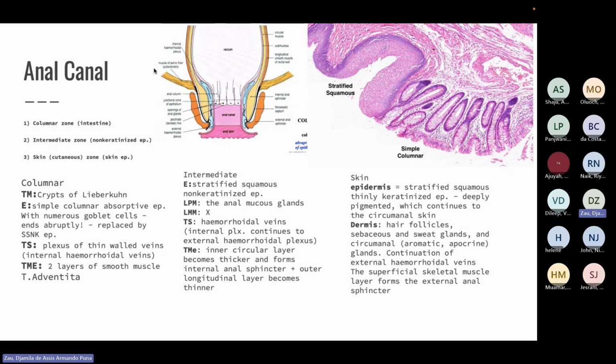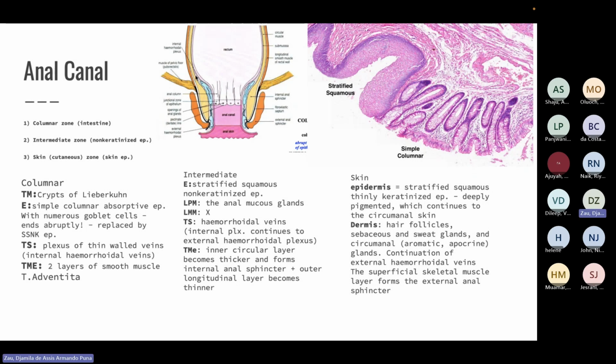So first, I just want to bring your attention to here. This is an image that is found in your lectures. I think it's a very good image for you guys to be able to understand what is happening in your anal canal slide. As you guys know, your anal canal is what's going to pretty much mark the ending of your GIT with the outermost part of your body.